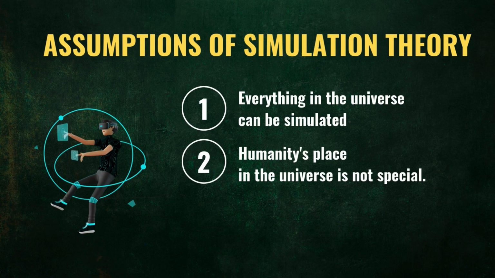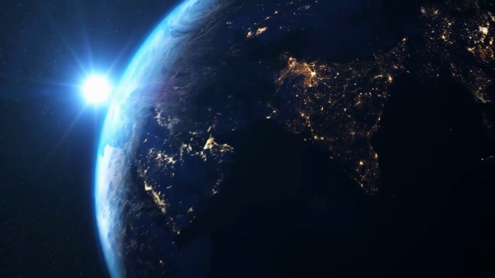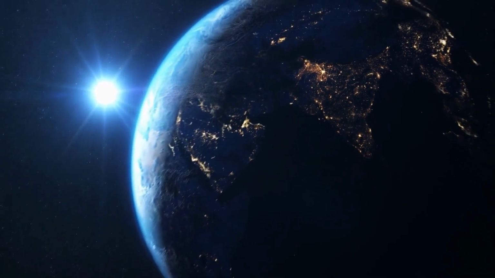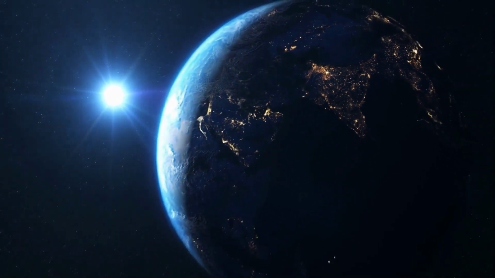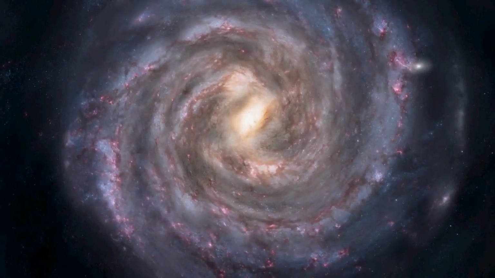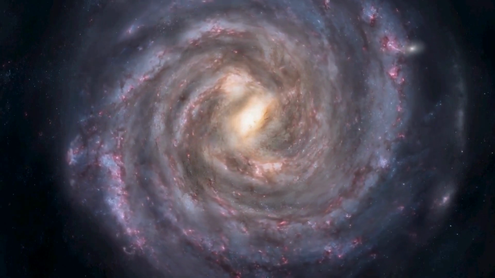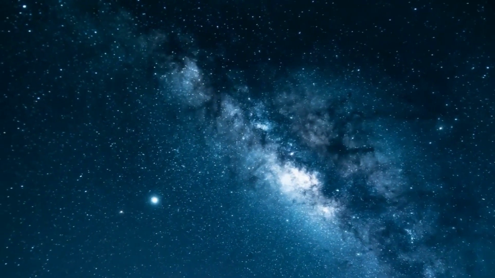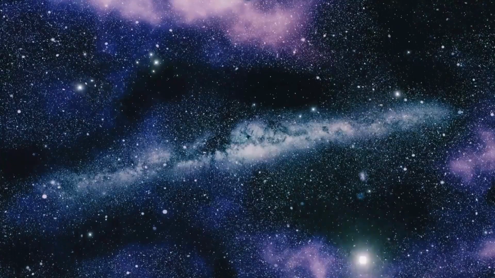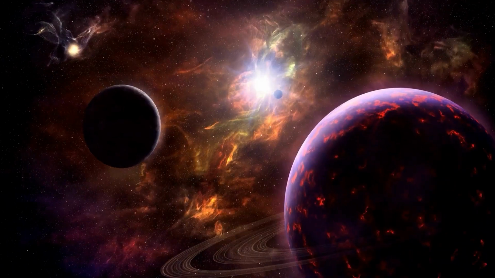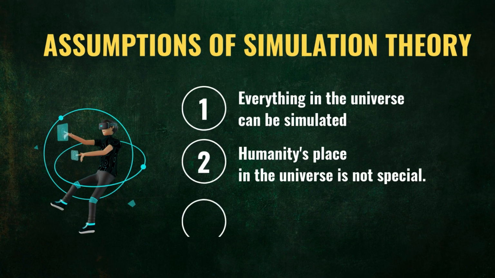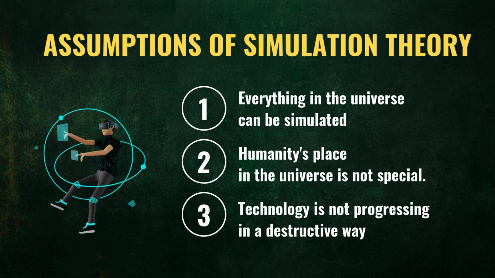Assumption 2. Humanity's place in the universe is not special. According to this assumption, in order to prove that we are living in a simulation, humanity should not be in a special position in the universe. As far as we know, we do not have a special place in the universe. Earth is just one of the trillions of planets in a vast emptiness. Assumption 3. This assumption argues that technology is not progressing destructively.